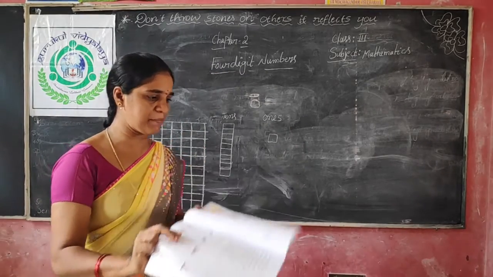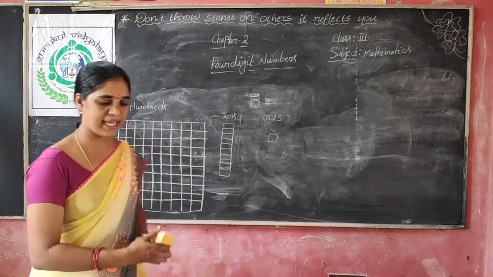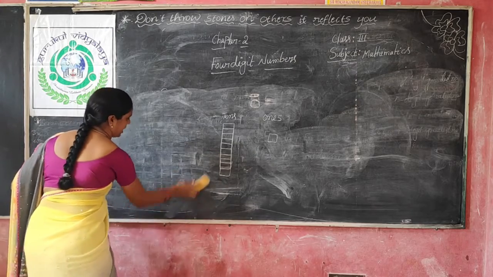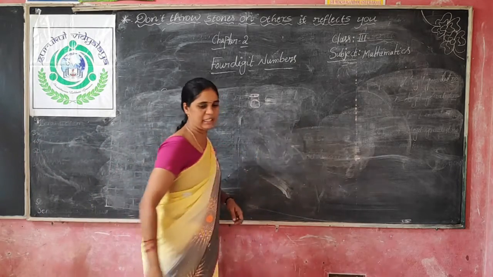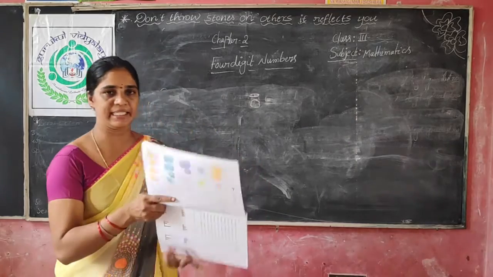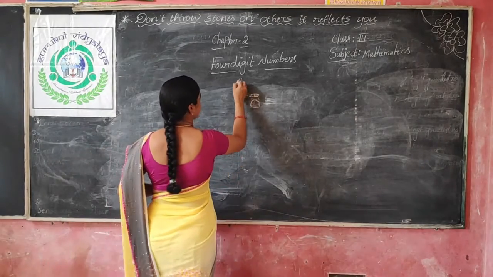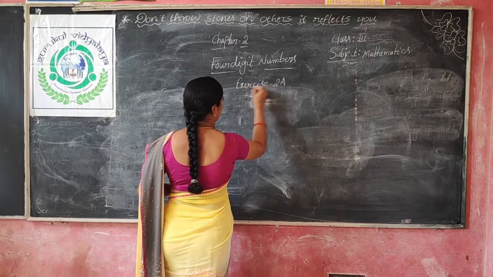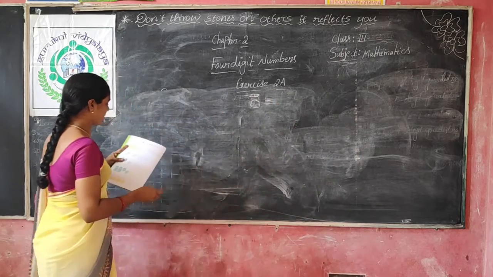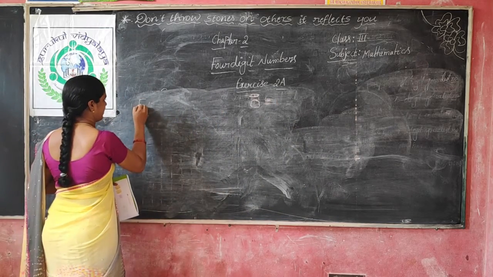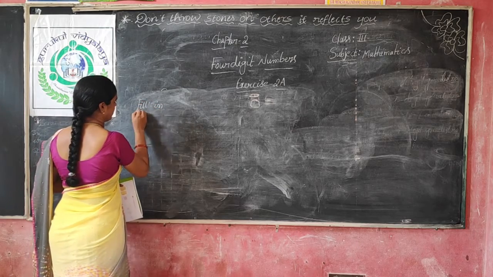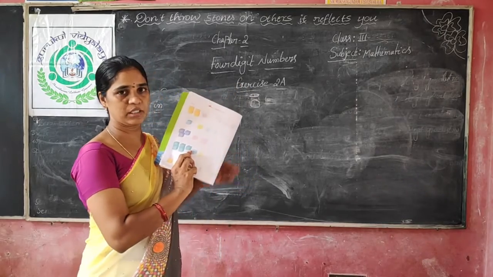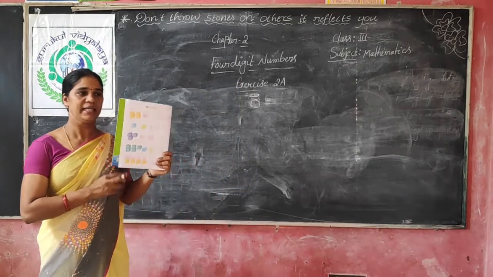See, open textbook page number 10. Keep exercise 2A. I will explain. Now open your textbook and CW. Keep exercise 2A, fill in. Exercise 2A. What is the first one? See here, fill in the given. You see the textbook. This one I will write on the board so that you can complete it in your textbook.